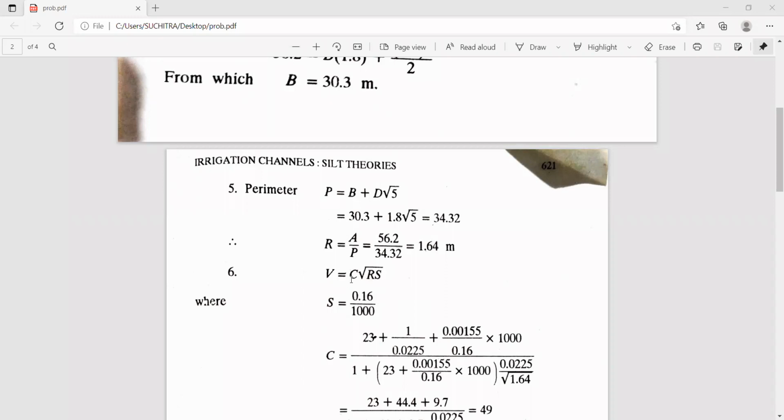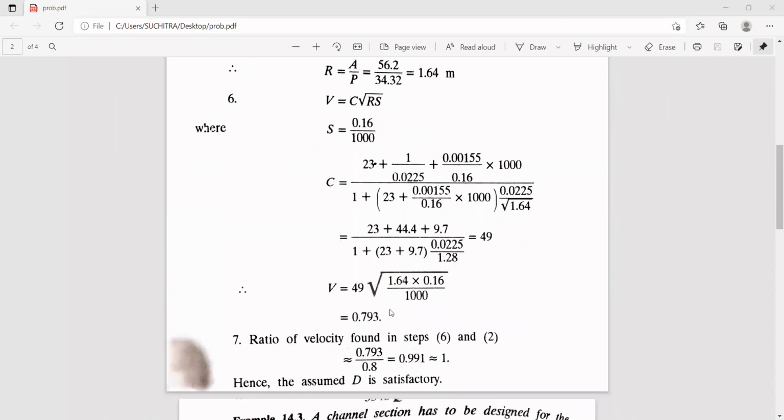So finally, once you find this value of C, then find the mean velocity of flow by using Manning's equation and take the ratio of the mean velocity divided by the critical velocity. If that value is very nearly 1, then whatever the assumed depth is, it is satisfactory. So these types of problems you may have in the examination under Kennedy's method of channel design.